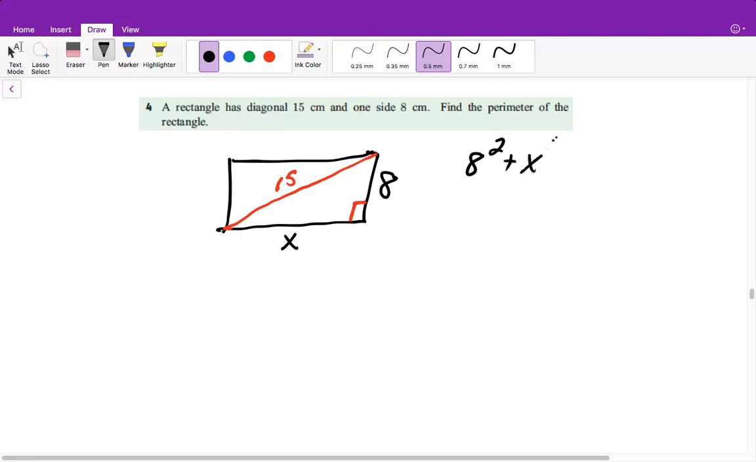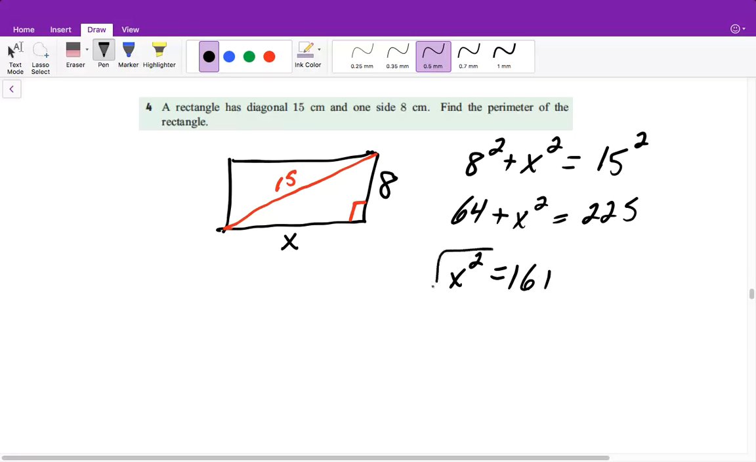So 8 squared plus x squared is equal to 15 squared. So 64 plus x squared is equal to 225. So x squared is equal to 161. Take the square root of each. x is then equal to plus or minus. I'm going to just say round to the nearest tenth, so 12.7. We reject the negative, so that means x is equal to 12.7 centimeters.